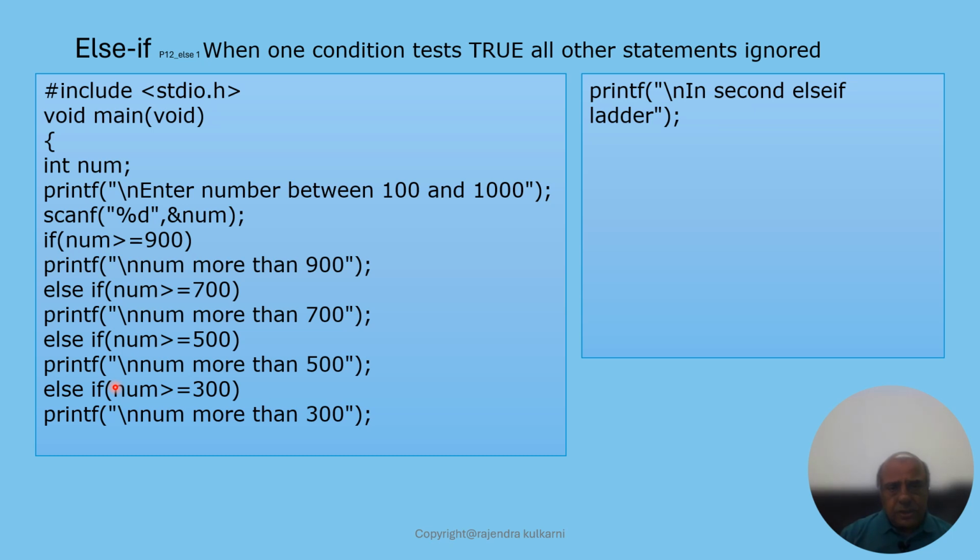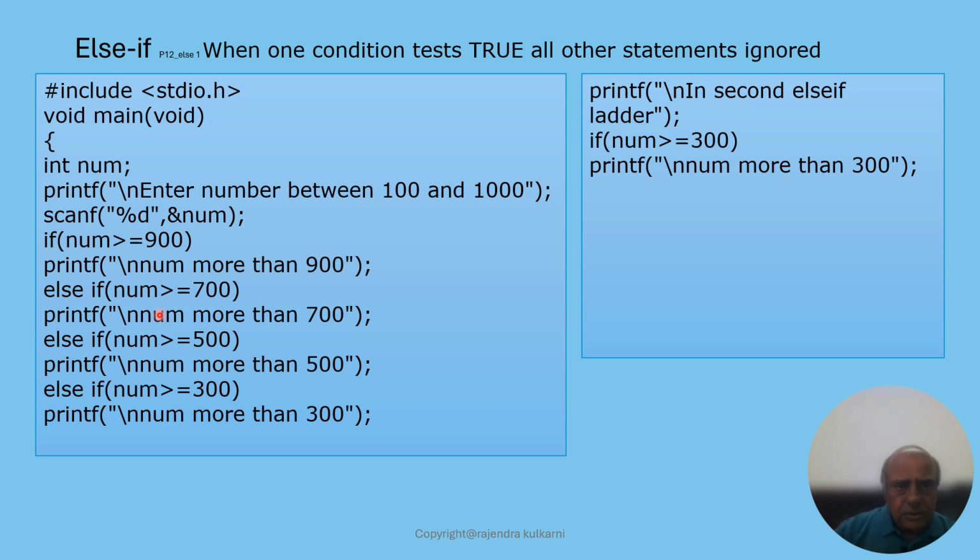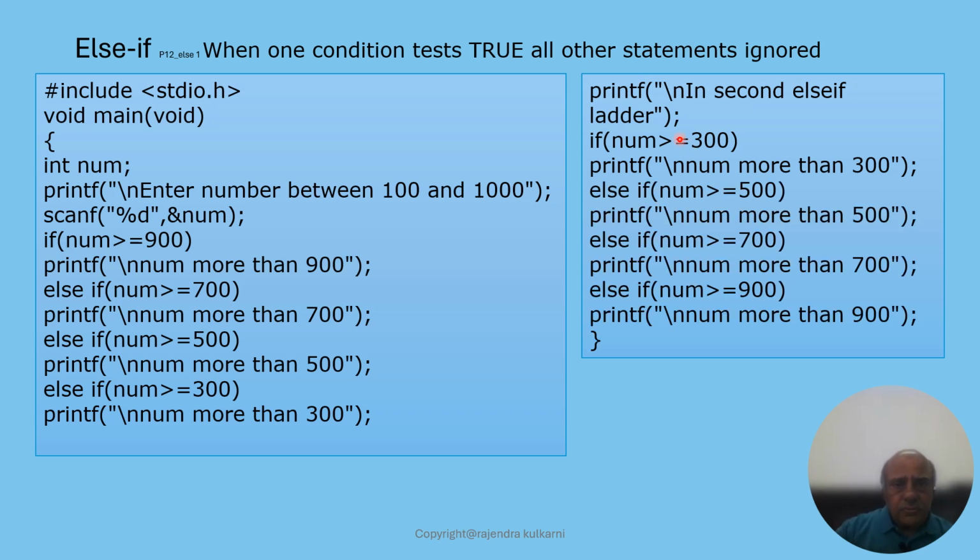Then we have built another else if ladder. Here we have put all our else if statements with num in descending order. Here we are putting all the statements in ascending order. So first is num greater than or equal to 300, else if num greater than or equal to 500, or 700, greater than or equal to 700 or 900.